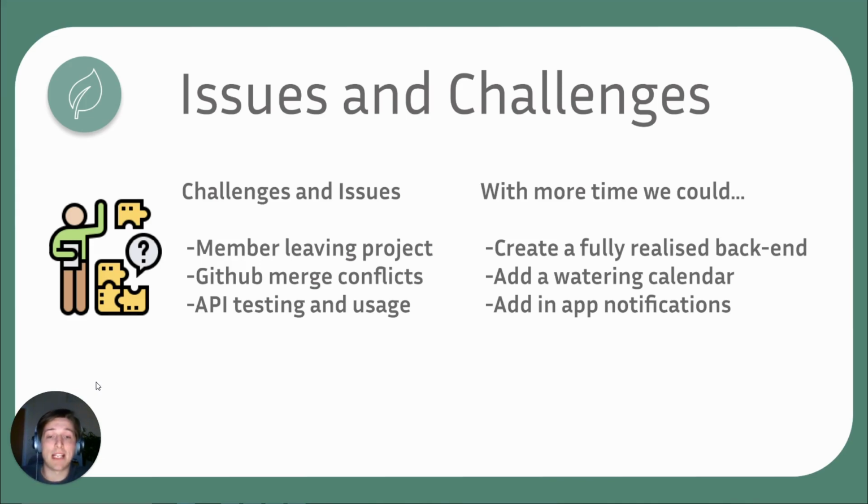Now, if we had more time, we foresee that we would be able to create a fully realized backend that would allow for the storing of user information. In addition, we would hope to roll out a watering calendar and add in-app notifications to remind our users when it is time to tend to their plants.